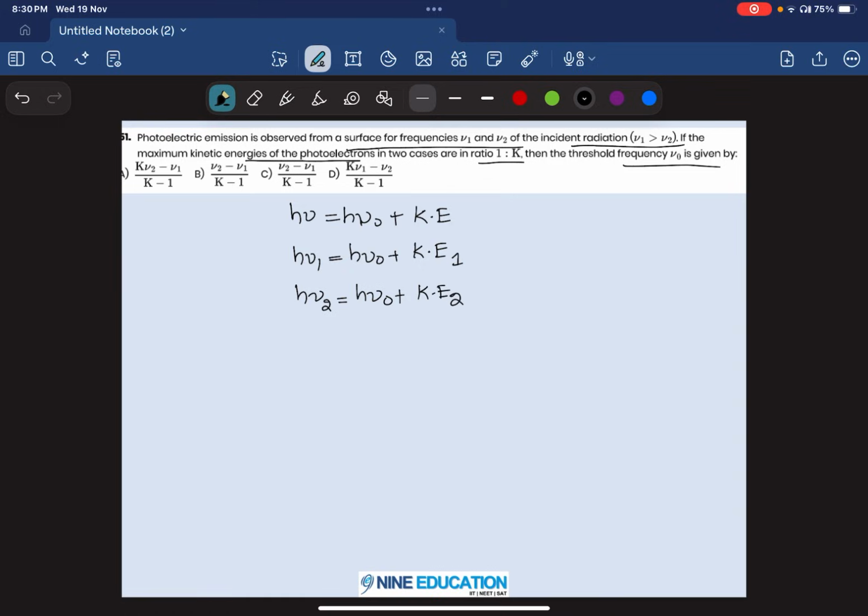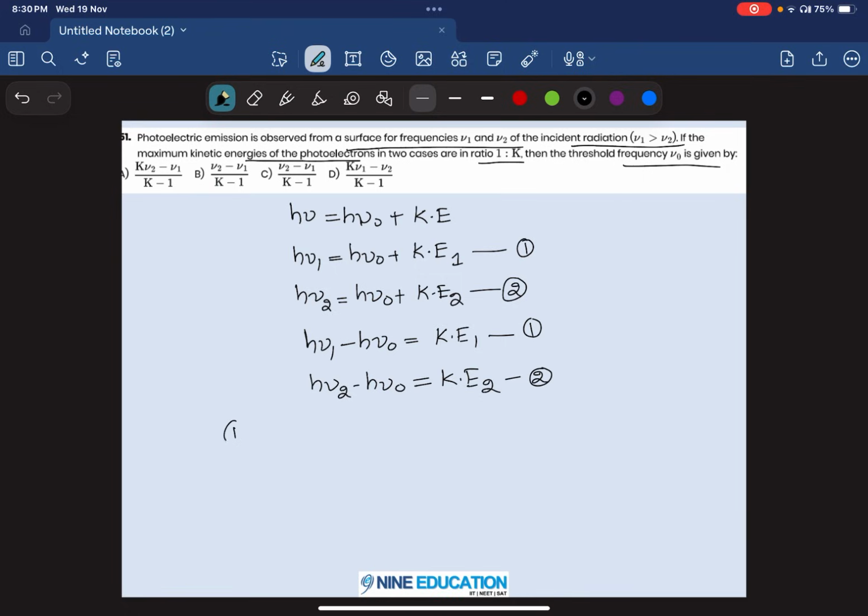On the same metal, two types of light are incident. So the metal's threshold frequency won't change, whereas the incident radiation frequency will change and the kinetic energy, both of them will change. So these are equation 1 and equation 2. Let us rearrange these equations like this. Equation 1 can be rearranged as h mu 1 minus h mu naught is equal to KE1 and h mu 2 minus h mu naught is equal to KE2. These are the updated equations 1 and 2.